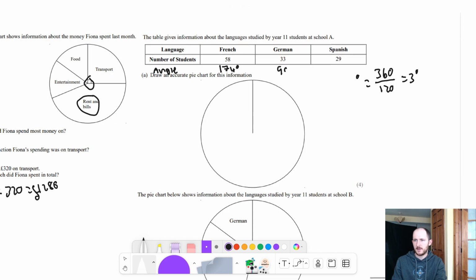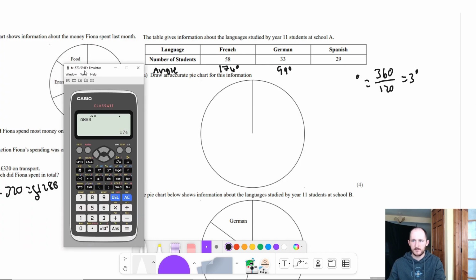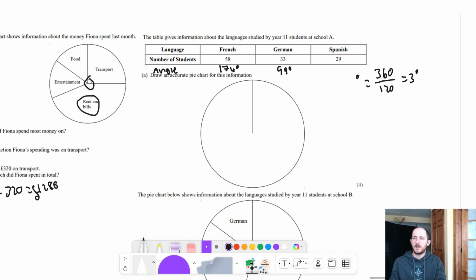99 degrees, and then 87 degrees. To check your answer, I would recommend adding these three values together and making sure you get 360. And then all you need to do is actually draw the pie chart. So you would put your protractor along this starting line, where it will be 0, and you measure out 174, which would be something along the lines of this.